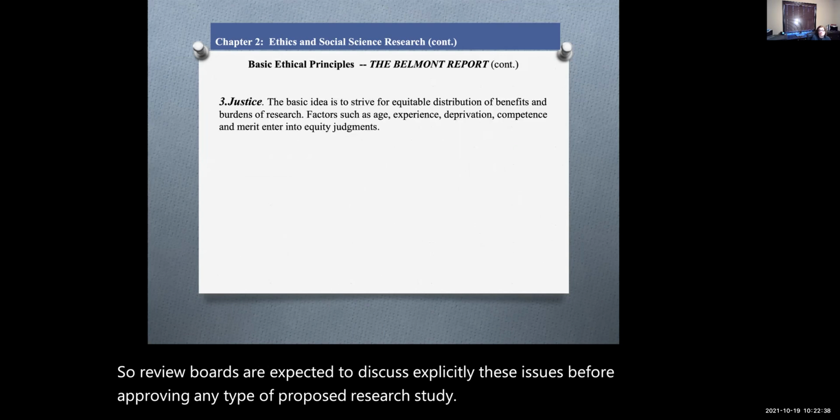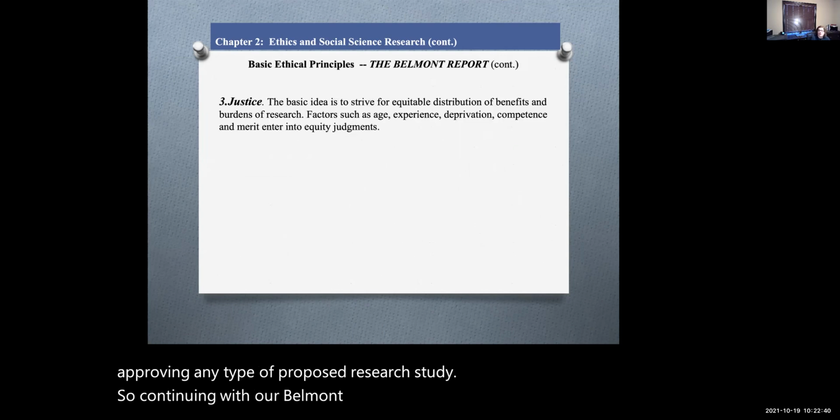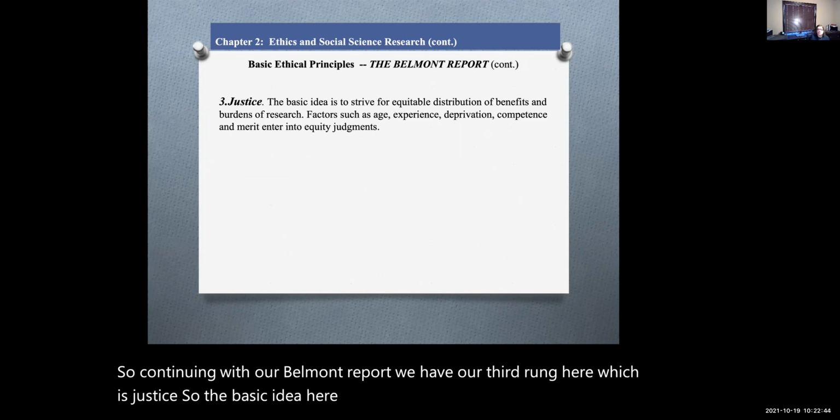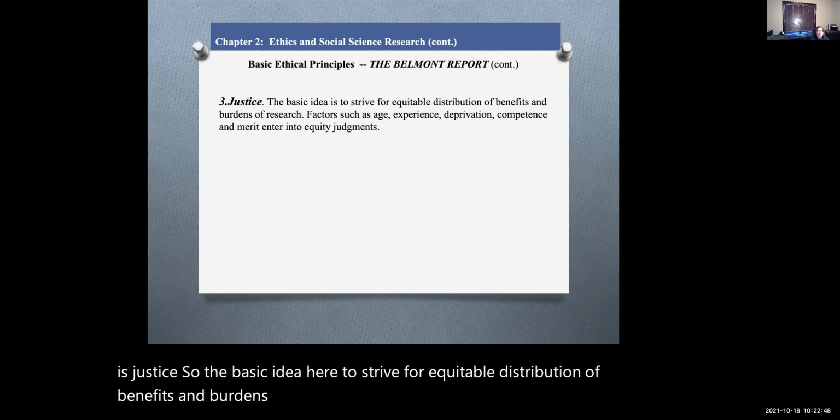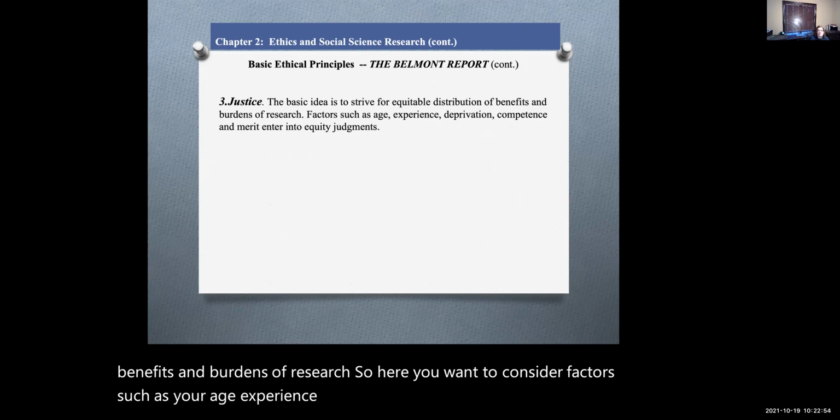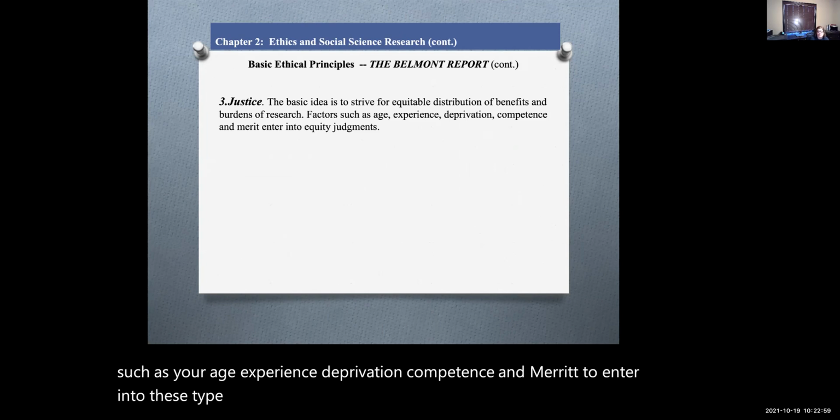So continuing with our Belmont report, we have our third rung here, which is justice. The basic idea here is to strive for equitable distribution of benefits and burdens of research. So here you want to consider factors such as age, experience, deprivation, competence, and merit to enter into these types of equitable judgments.